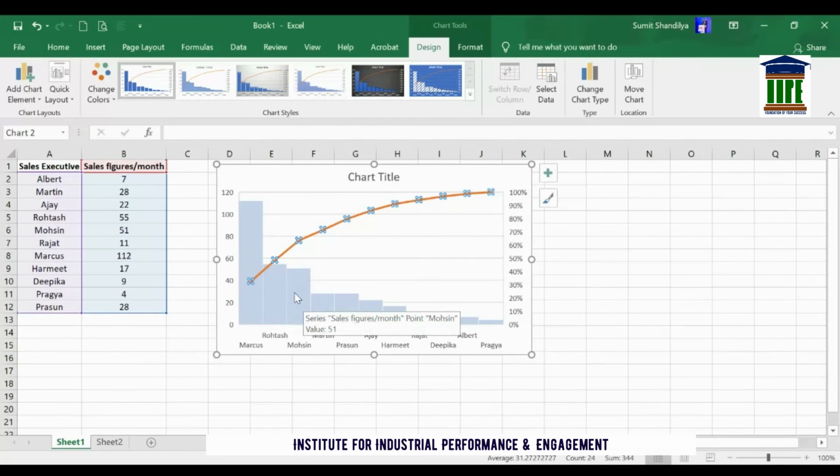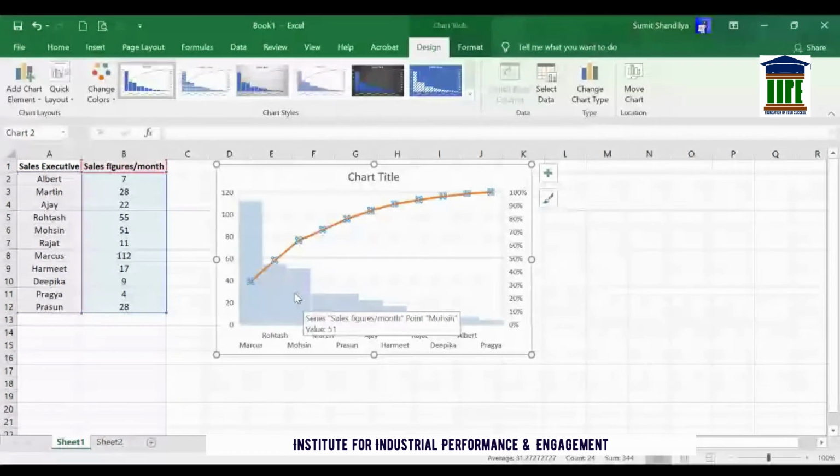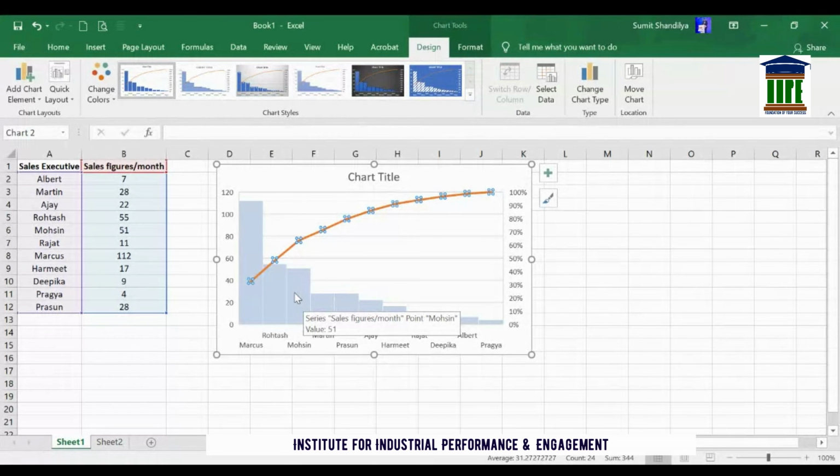This means 65% of the revenue with respect to these sales can be attributed to Marcus, Rohtash and Mohsen, and in the rest 35%, the rest of the sales executives lie. Now this would help me in actually evaluating the performance of Marcus, Rohtash and Mohsen, because I can say that around 65 or maybe around 70-72% of the sales are being contributed by these four if I include Martin. So actually I can give a pat on their back based on their performance. So this is the vital information which has been shared by Pareto.